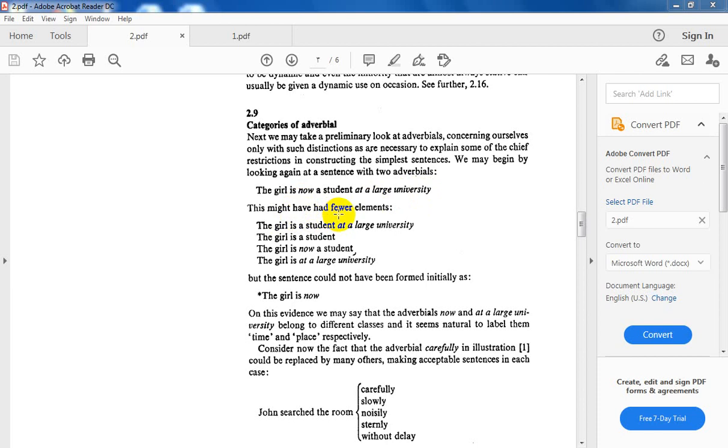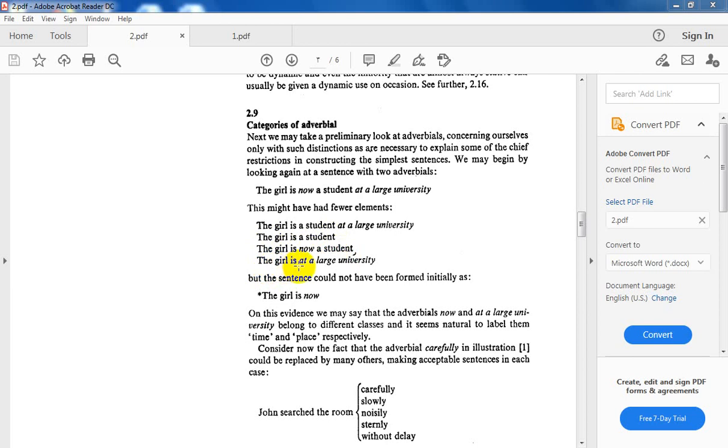This might have had fewer elements. Of course, the first one: the girl is a student at a large university. Here we omitted now, the adverb of time. Then: the girl is a student. Only SVC, a subject, verb and complement, without any adverbial. The girl is now a student. Here, now, without the adverb of place.